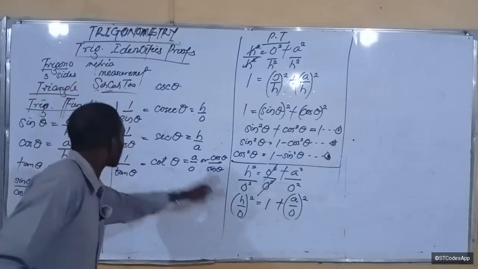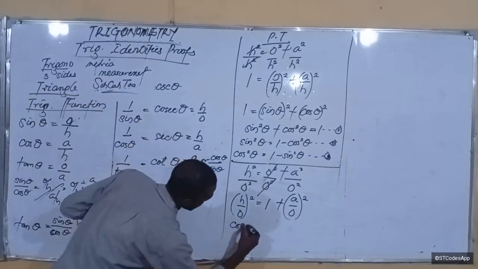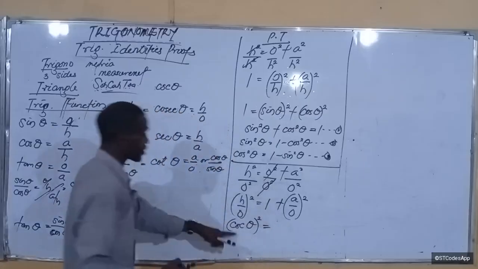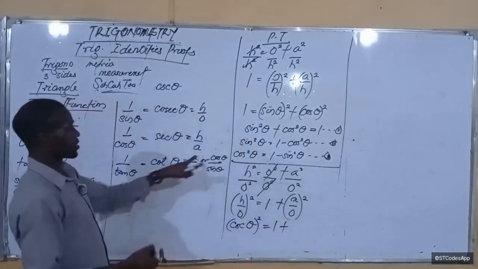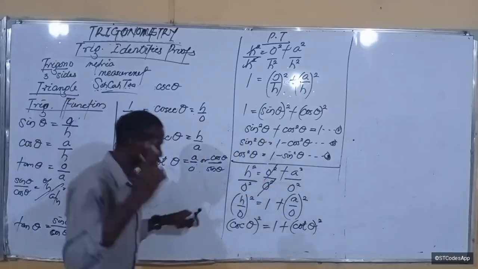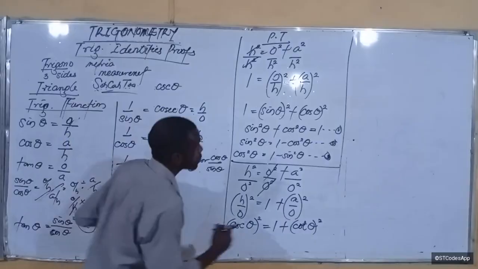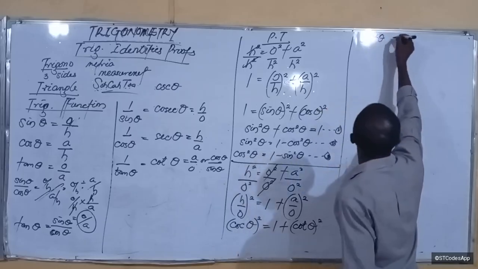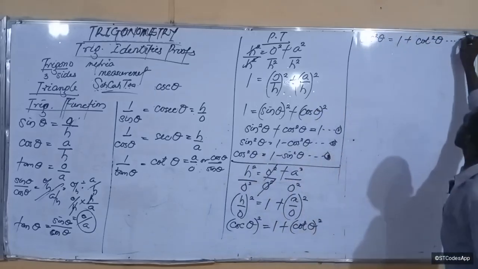Now something else has taken place again here. H over o, we got it to be what? Inverse of sine, right? Which we call what? Cosecant. So we have cosecant theta all squared is equal to 1 plus a over o. What is a over o? Cotangent. So we call that cot theta all squared. So it turns out that we just found another identity that says that cosecant squared theta is equal to 1 plus cot squared theta. So let's call this equation 4.